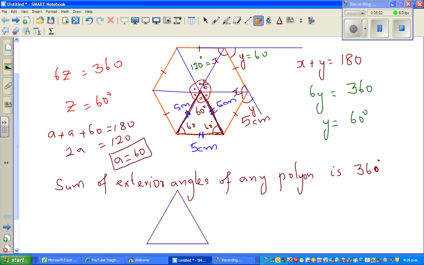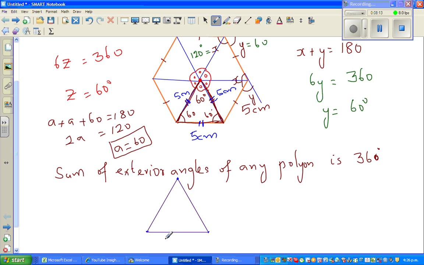Imagine this triangle I have taken out. We are talking about this triangle where all the sides are 5 centimeters, and all the angles are equal. An equiangular triangle is an equilateral triangle. If all the sides are equal, all the angles have to be equal. I want to find the area of this triangle.